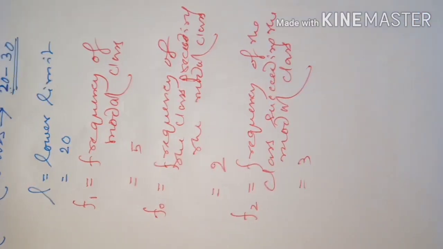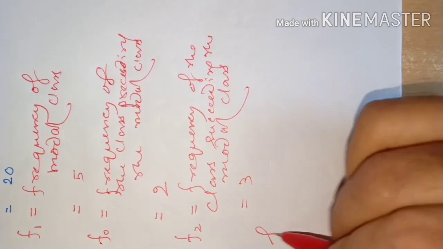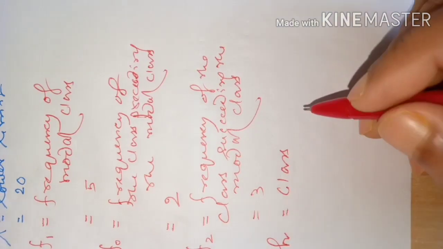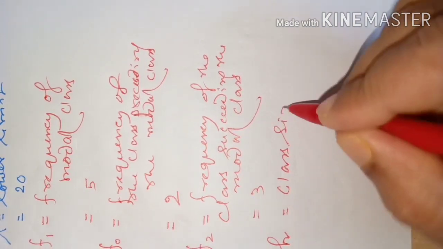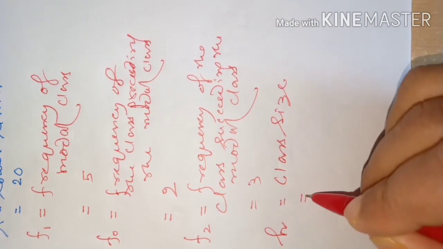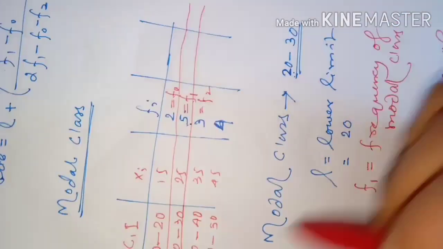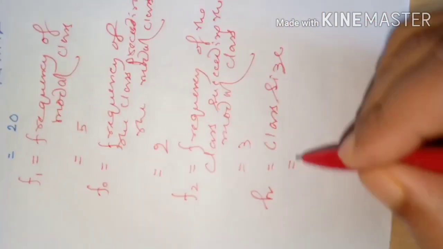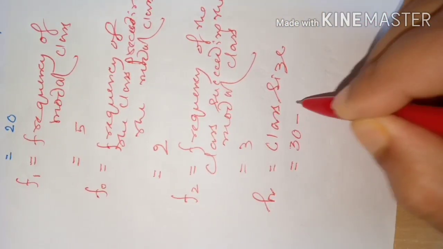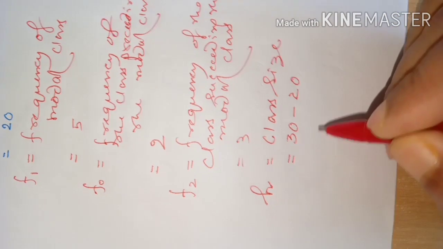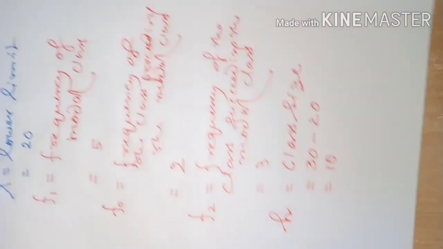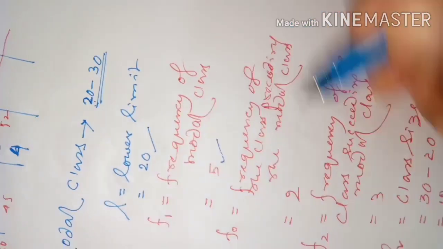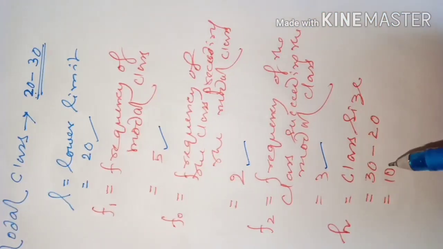And H is the class size. Class size means the difference between the upper limit and the lower limit. What is the upper limit here? 30. What is the lower limit here? 20. So 30 minus 20 is the class size, that is equal to 10. So all these values, 20, 5, 2, 3, 10, you have to put in the formula.